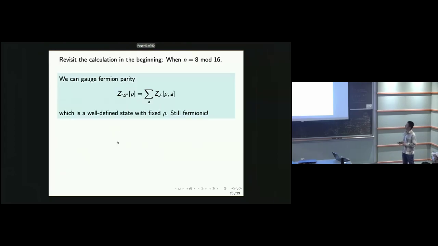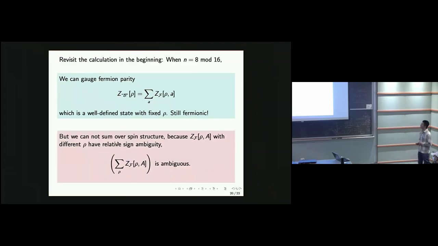Okay, so let's try to revisit the calculation in the beginning. Again, we restricted to the case when the gravitational anomaly is 8 mod 16. Then, on one hand, we can gauge the fermion parity because A is nothing but a Z2 gauge field, so we can just sum it over. There's no anomaly for this Z2 gauge field. And the result we get will explicitly depend on the choice of the spin structure. So this is why we get a fermionic theory.